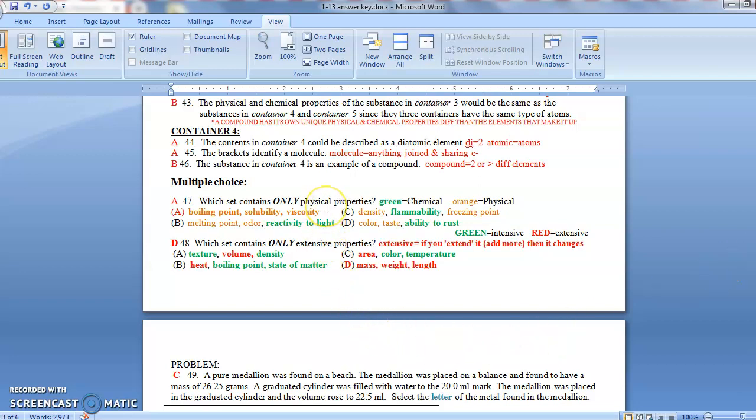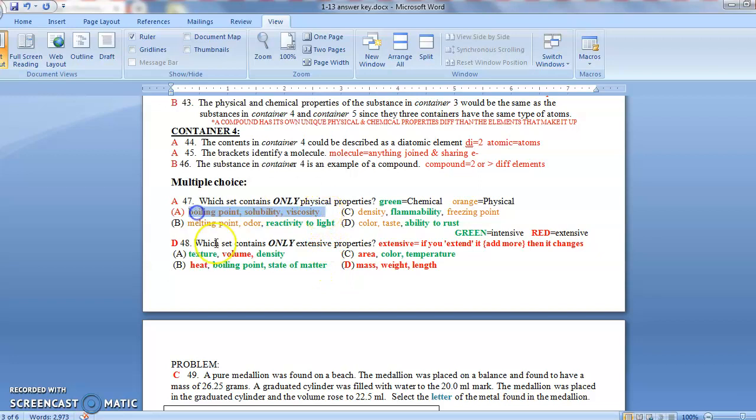Which set contains only physical properties? Remember, physical properties involve those properties that do not result in the substance changing into another substance by a chemical reaction. So physical properties are not involving chemical reactions. All right then, let's take a look at physical properties.